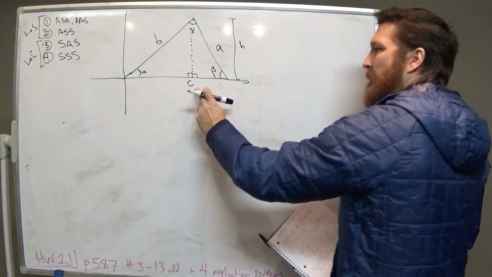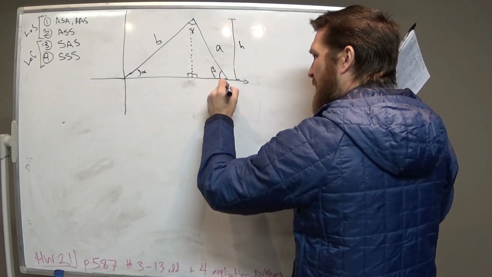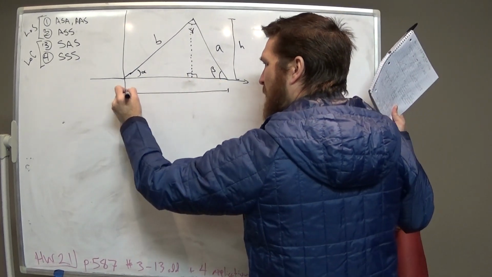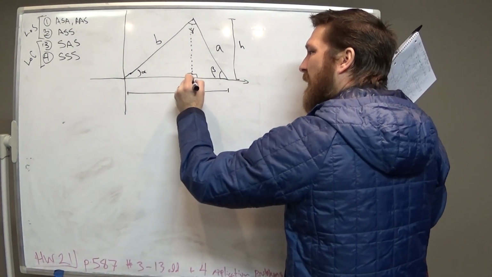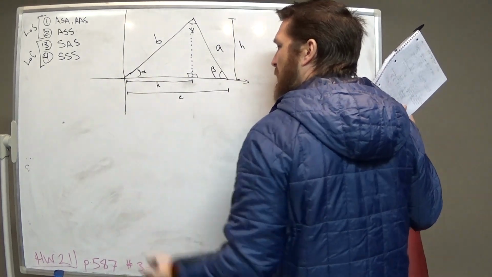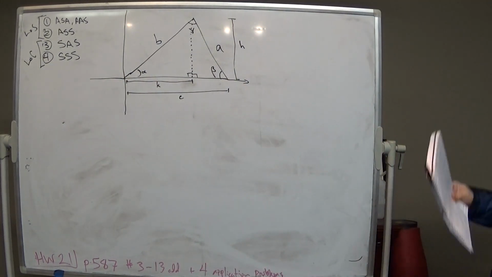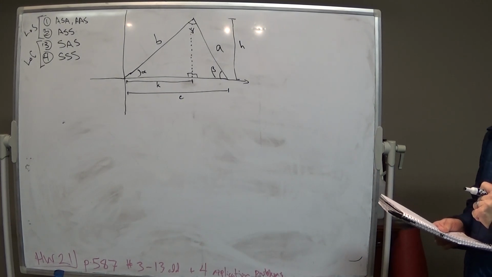And now, this entire length, I want to be careful here. This entire length from there to there is C. Let's give this length from there to there a name. Let's call it K. Since we used H, now let's use K. Everybody with me on that? Yeah. Okay. Let's do it that way.